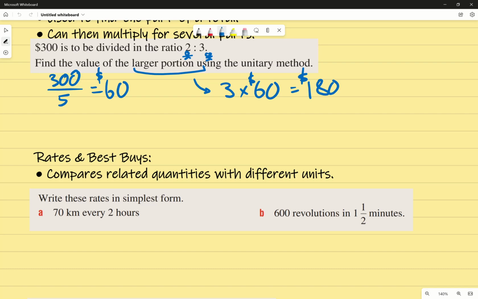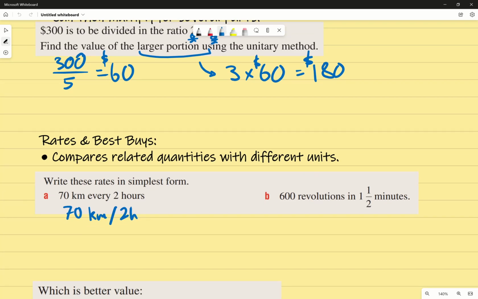So write these rates in the simplest form possible. So if I'm trying to write 70 kilometers every 2 hours, all I'm doing is writing it as 70 kilometers per 2 hours, as you guys are very familiar with. And then just simplify that. I'm going to divide both sides by 2 to get 35 kilometers per hour. That's the simplest form.